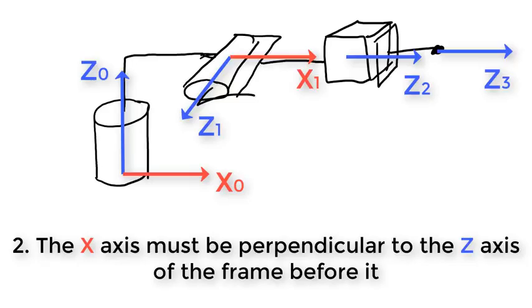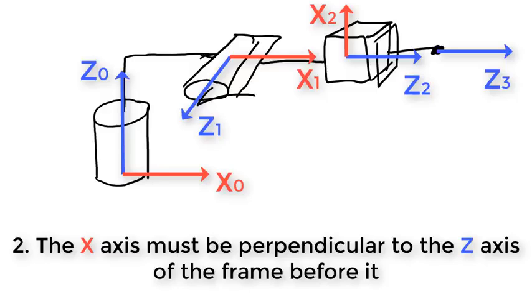Now, let's apply Rule 2 to the 2 frame. Rule 2 tells me that x2 has to be perpendicular to z1, which is the z of the frame before it. This means that x2 can't be coming out of the page or going into the page, because that would be parallel with z1, not perpendicular to it. I also can't make x2 be right or left, because that would be parallel to its own z-axis. So I am left with only two options, up or down. It doesn't matter which you choose. I'll choose up.